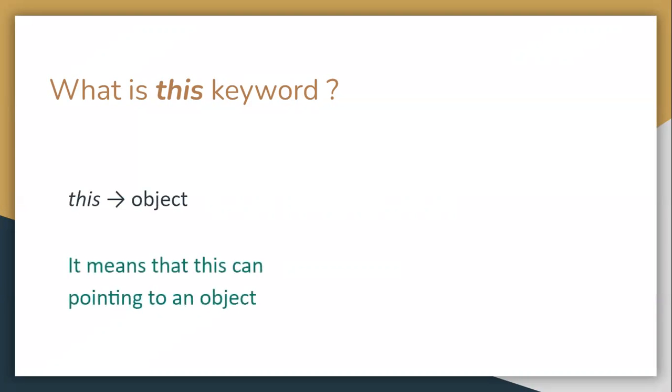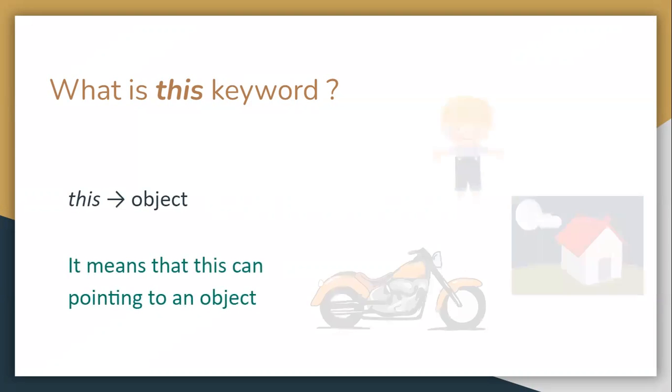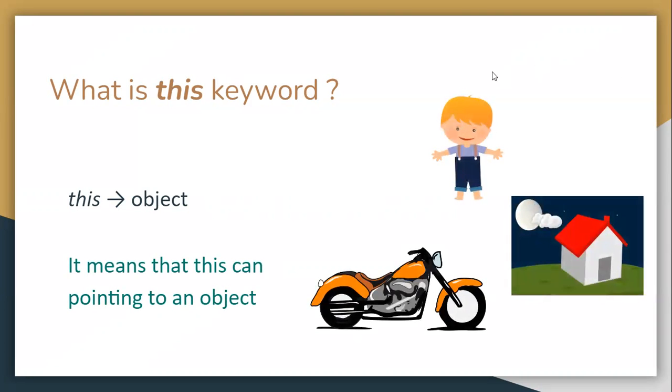For example, we have some objects like you and me. We are objects because we have some properties. Then a home is an object, and a bike can be an object because we have some properties. So this points to these objects only.